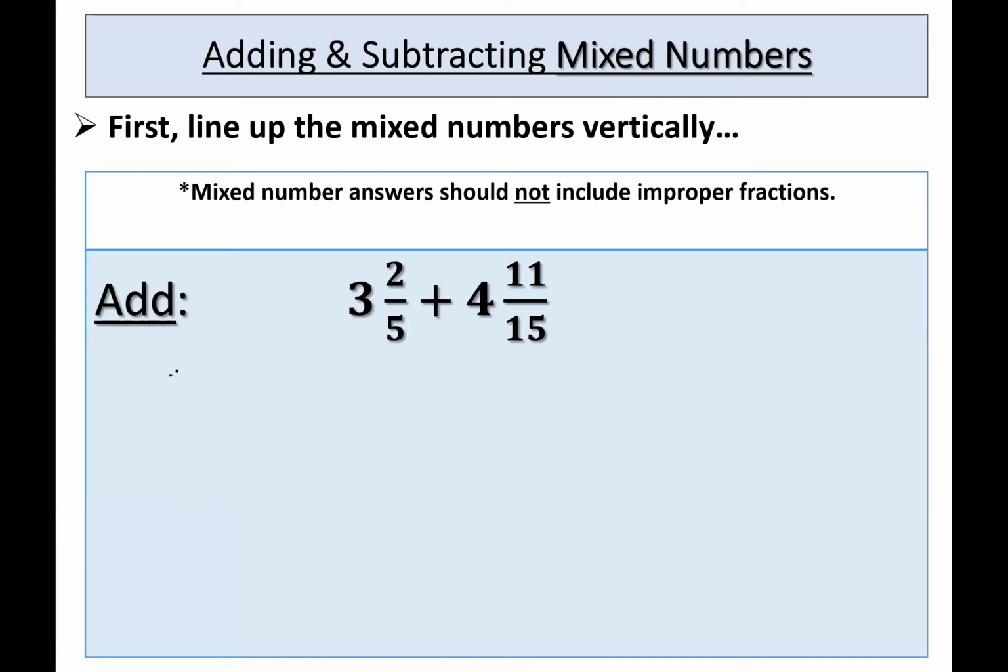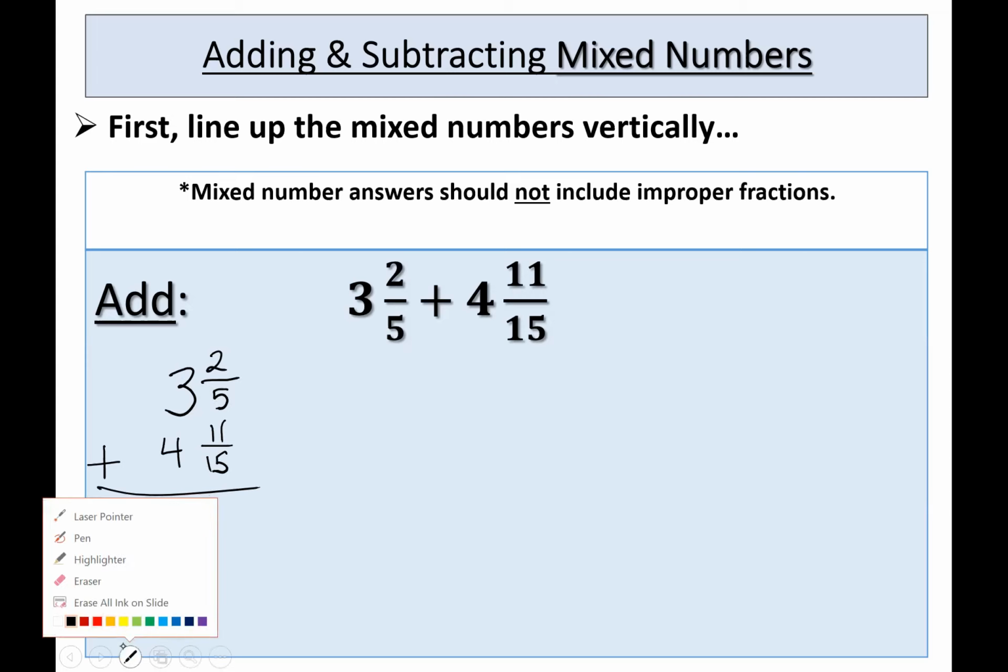Okay, so here's what we mean by lining them up vertically. You basically just rewrite the problem. 3 2/5 plus, see how I'm going to stack them up. I'm going to put this 4 as the whole number right under the 3 whole number, and then the 11/15 gets lined up under the 2/5. So you're kind of lining up the whole numbers and lining up the fractions. Now the real work comes in with adding the fractions. When we do it this way, we pretty much get to just focus on the fractions separately. So let's work on adding 2/5 plus 11/15.